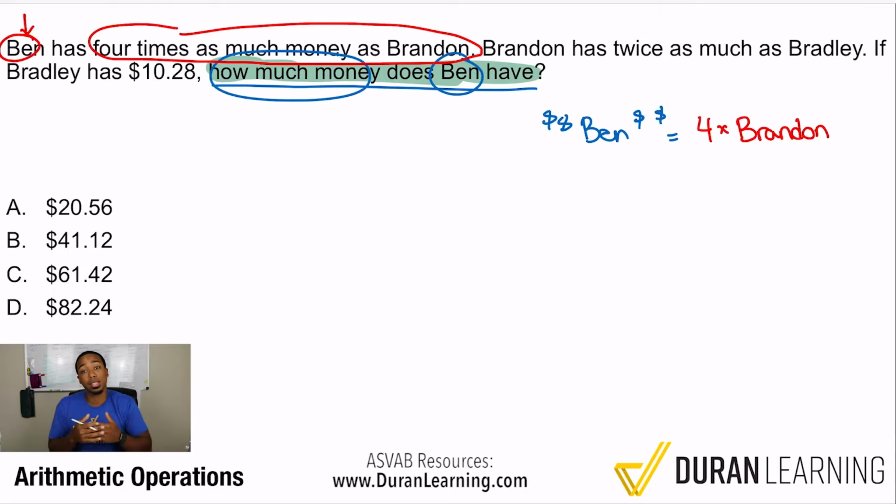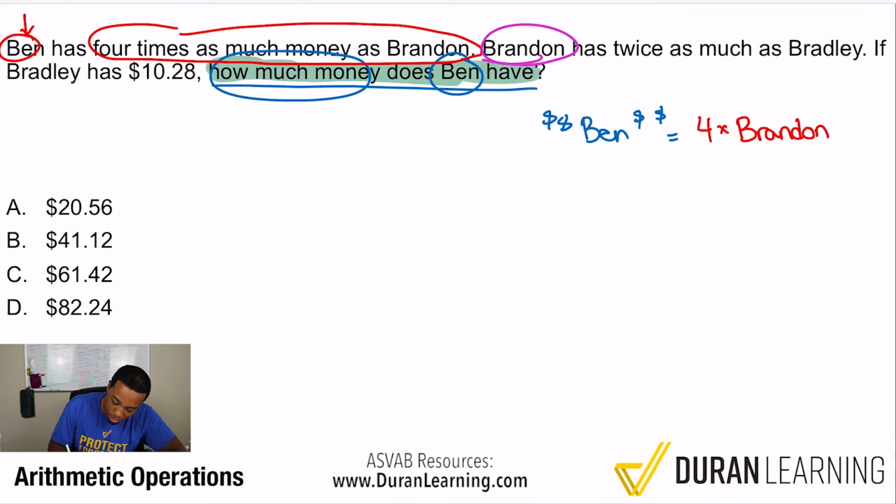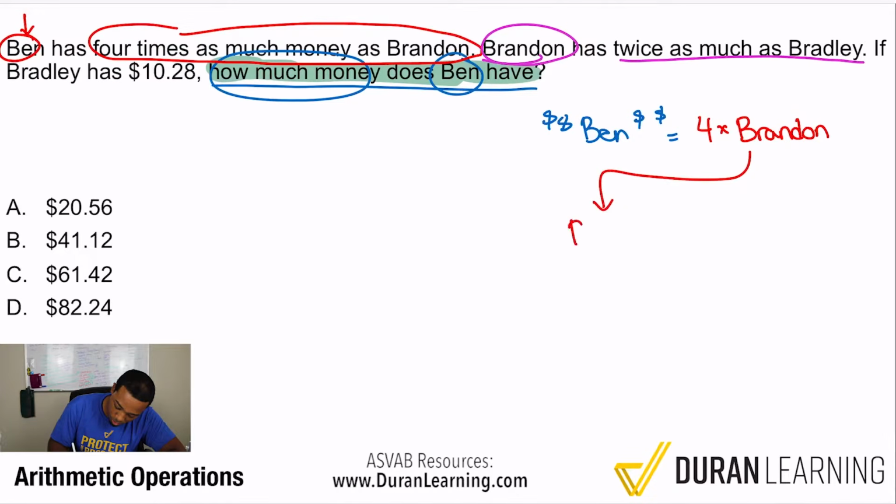All right, so that doesn't get me the answer, but it looks like I'm going to have to know a little bit more about Brandon if I want Ben, right? So let's go ahead and find some more information here. What do we have? Well, additionally here, we see that we have Brandon right there, and he has twice as much as Bradley. So Brandon equals twice as much as Bradley.